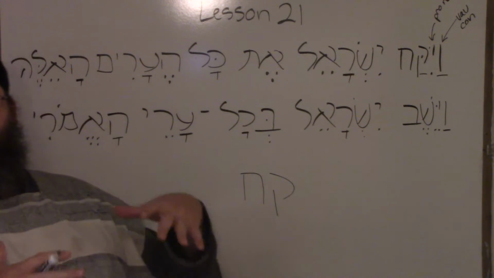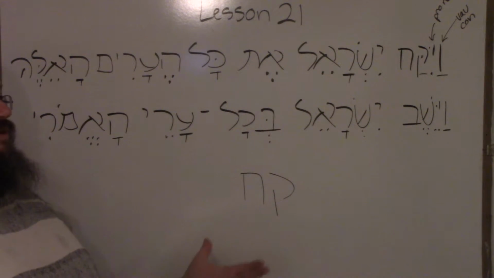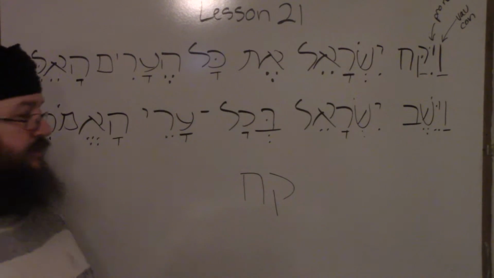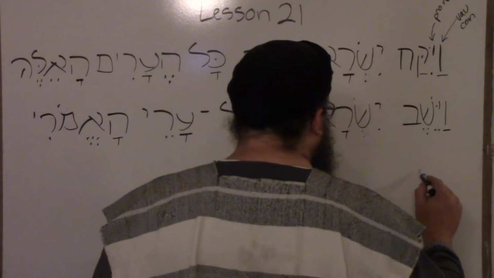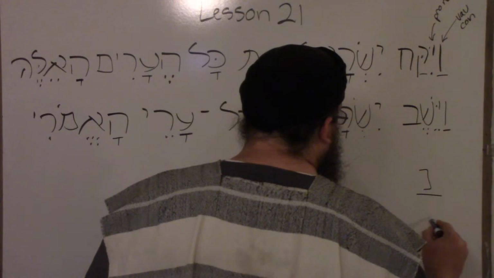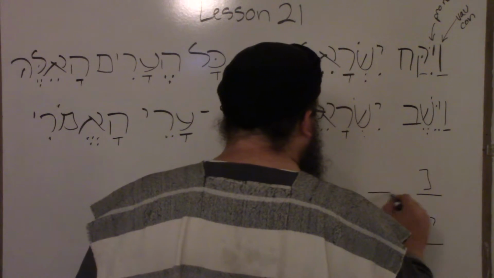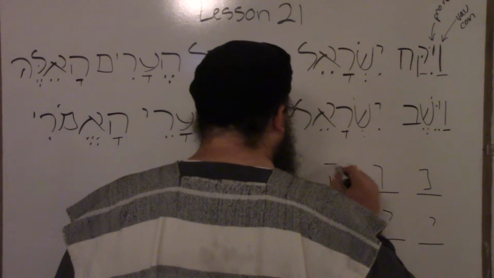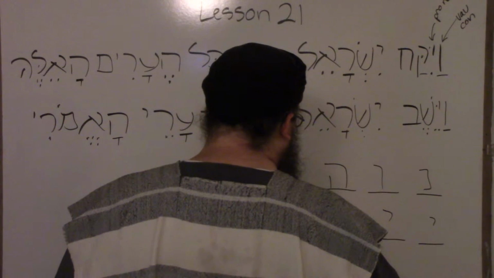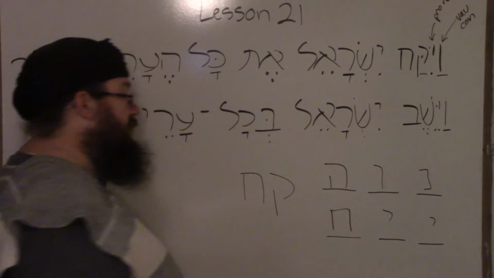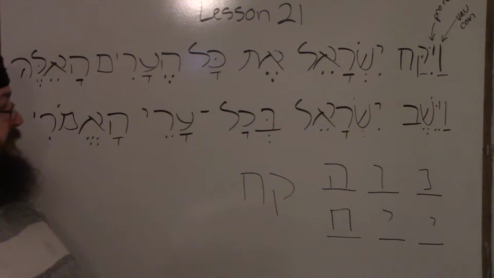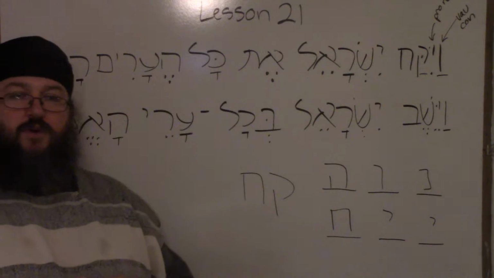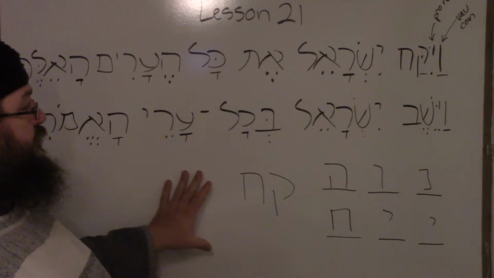Now, of course, we could do rule number one. And rule number one is, we could go through the six possibilities. Is it a nun that's missing in the front? Is it a yud that's missing in the front? Is it a vav that's missing in the middle? Or is it a yud that's missing in the middle? Is it a hey that's missing at the end? Or are we going to repeat the last root letter, okay?